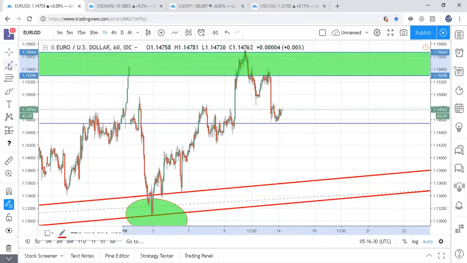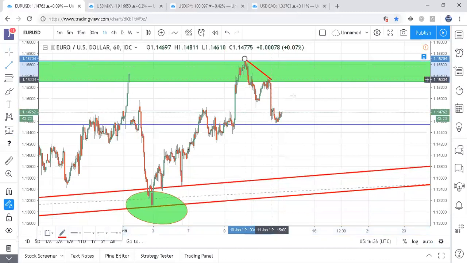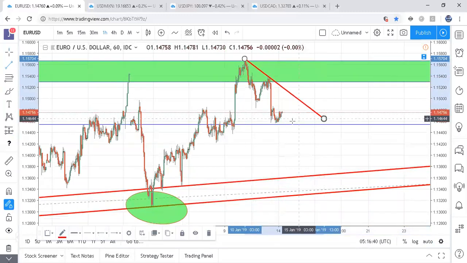So right here, I'm gonna put this first. I am looking for the break of this. As soon as this breaks, man, we're going long. And if it doesn't break, then we are not going long. We are not going anywhere at all yet. We're going down.